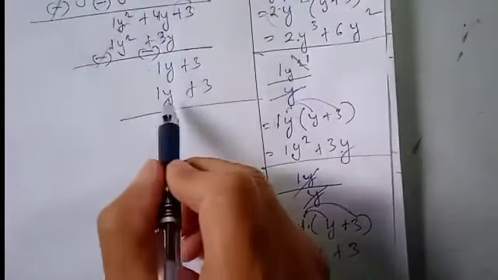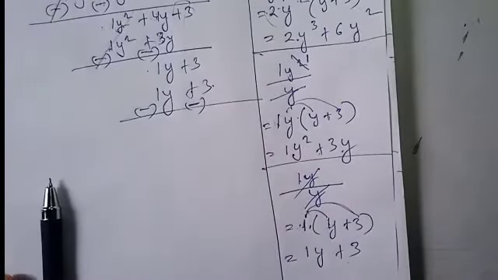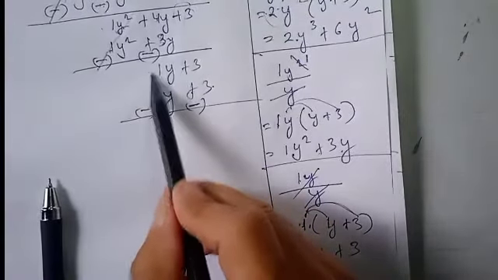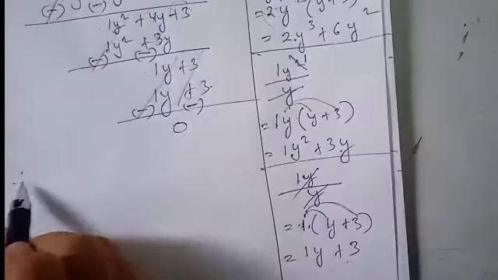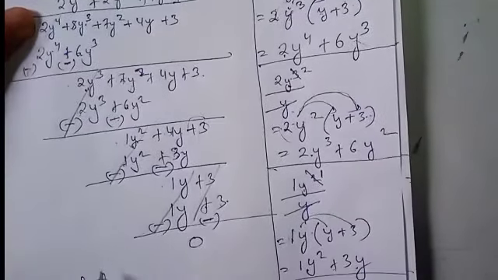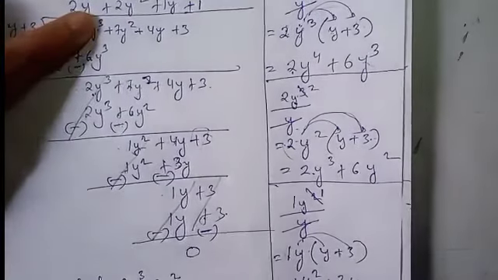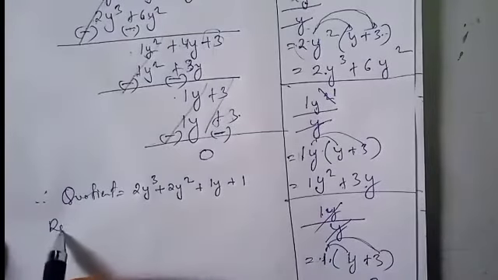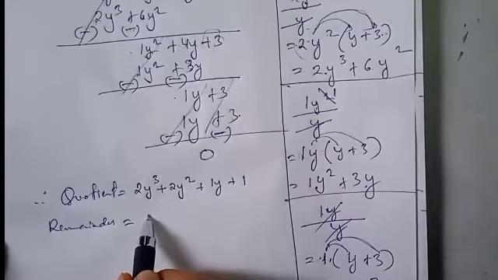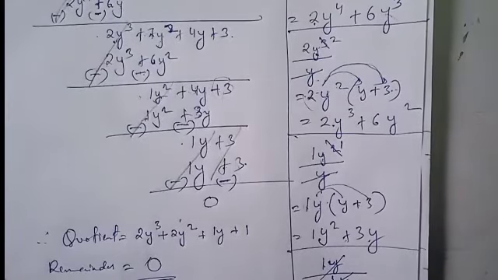Now let's change the sign. 1y is plus, so change into minus. 3 is plus, so change into minus. Same value, plus and minus, we can cancel. Let's check it out. 1y, one is plus, one is minus, cancel. 3 plus, minus, so cancel. Nothing remains, the remainder is 0. Therefore, the quotient is which one? This one, right? 2y to the power 3 plus 2y squared plus 1y plus 1. This is the quotient, and then the remainder. Remainder is 0. Okay, this is question number D solution.